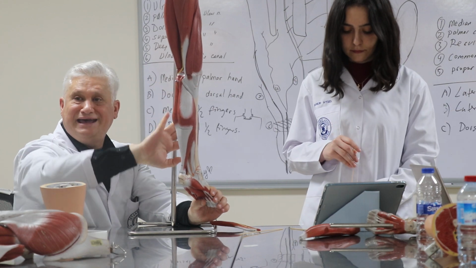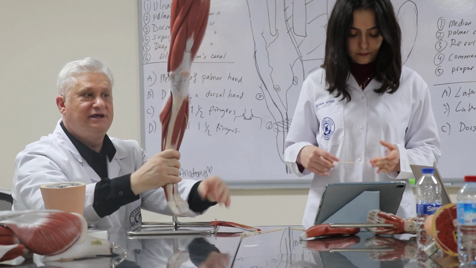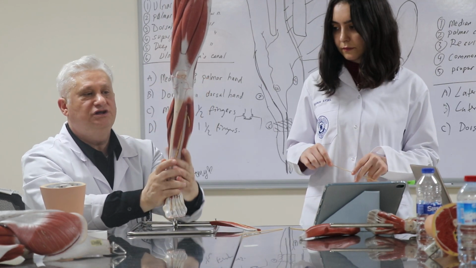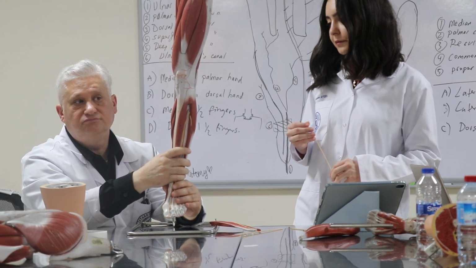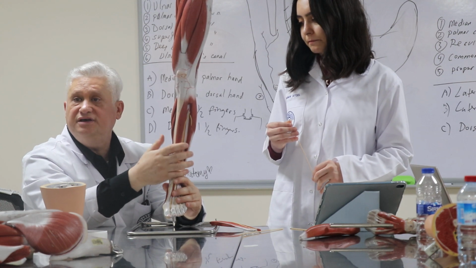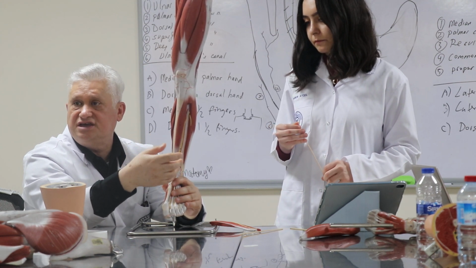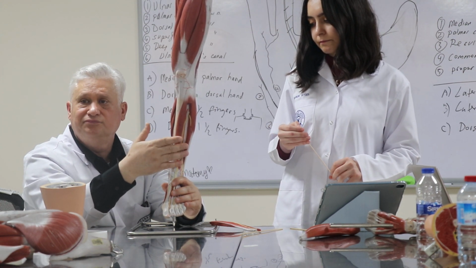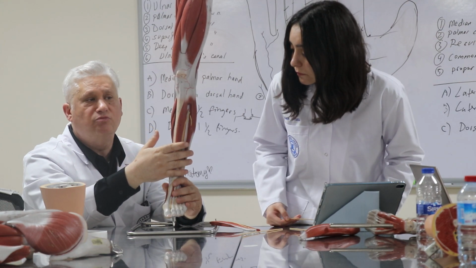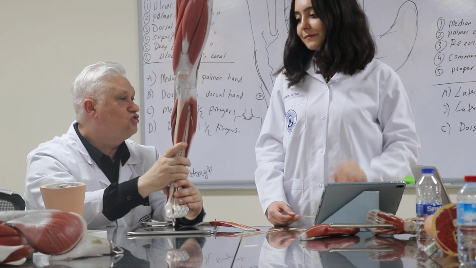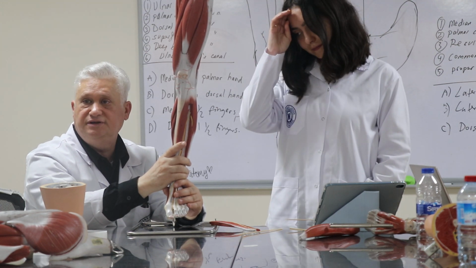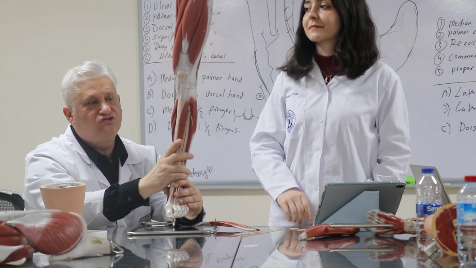The rest, anterior and lateral, is supplied by basically the sciatic, either a branch from the tibial or common peroneal. So the rest is supplied by either the common peroneal or tibial, all right? That's about it there.